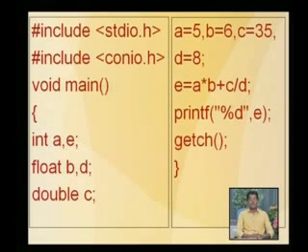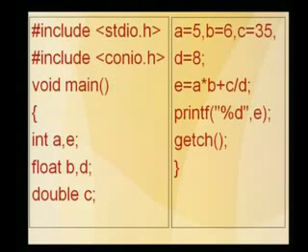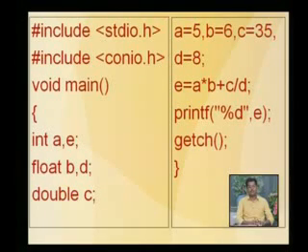Include stdio.h, conio.h, that is our header file, which is a mandatory thing in each and every program of C. Void main, integer a, e, float b, d, double c. Now the expression over here: a equals 5, b equals 6, c equals 35, d equals 8. So e equals a multiplied by b plus c divided by d.